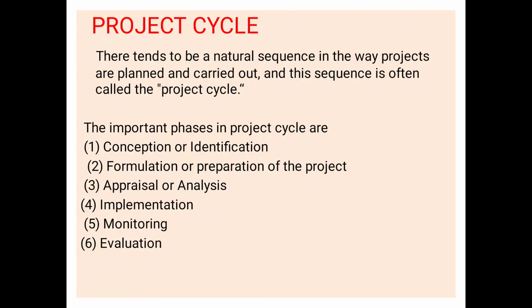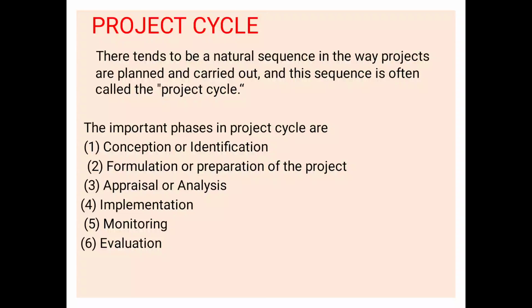The next point is the phases of the project cycle. The important phases of the project cycle: there is a natural sequence in the way a project is planned and carried out. This sequence is often called the project cycle. Project cycle means the natural sequence in which projects are planned, implemented, or carried out. This sequence is called the agriculture project cycle or project cycle.